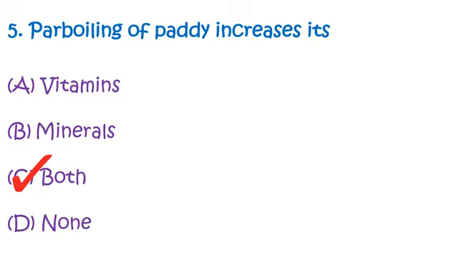It also reduces the breakage of the paddy during milling. It increases the resistance to insect and fungi. So the vitamins and minerals which are present in the bran and aleurone layer seep out into the endosperm during the parboiling process, and thus it increases the vitamin and mineral content. It increases the vitamins like the B vitamins, which are water soluble vitamins, and minerals like calcium, phosphorus and iron.